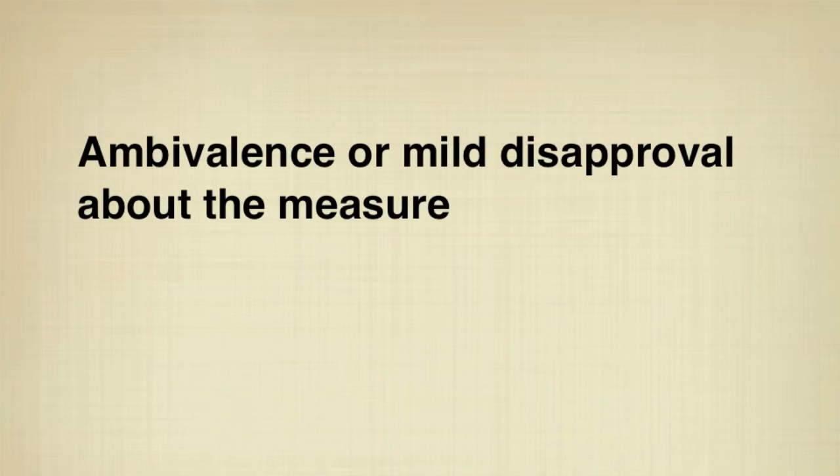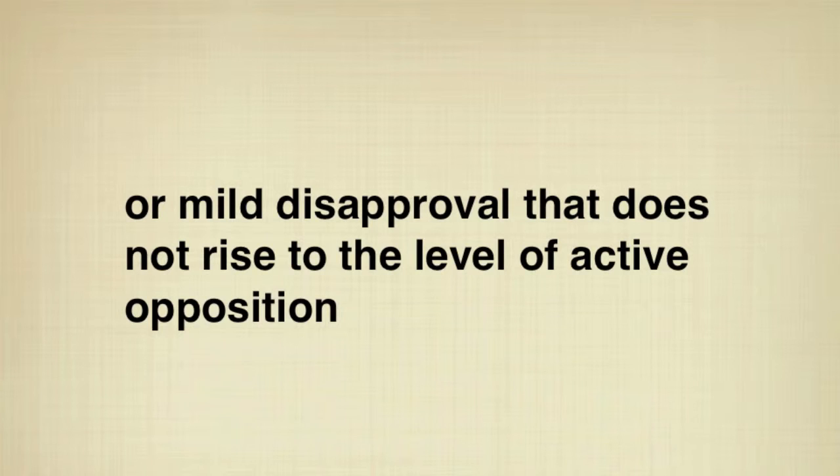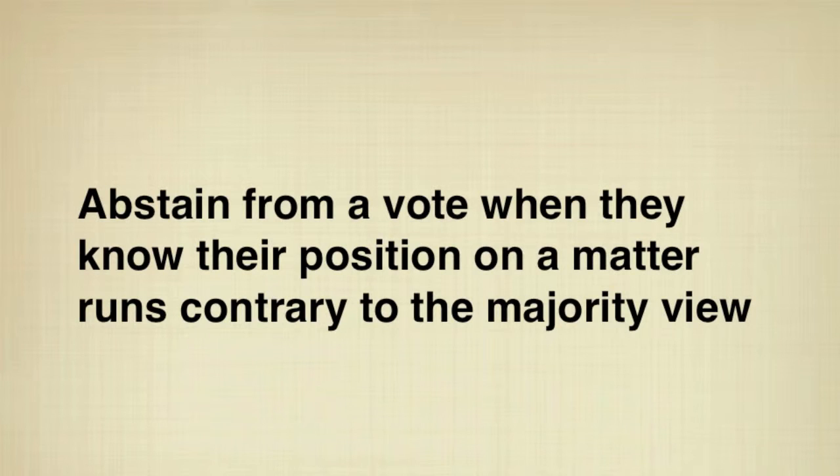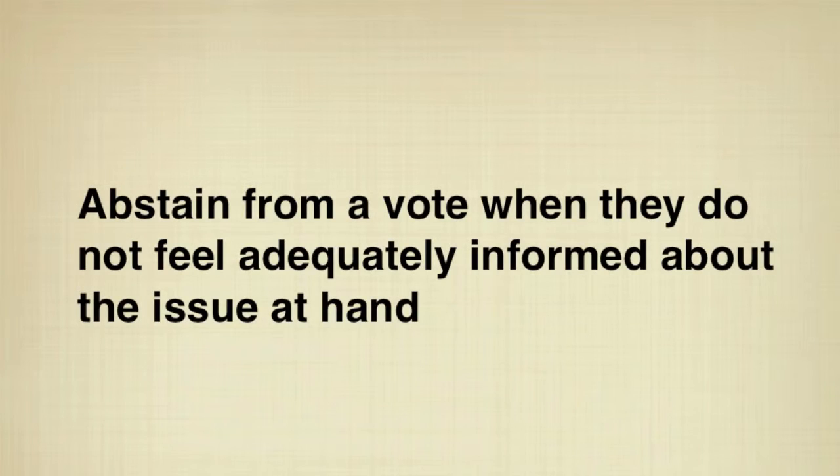An abstention may indicate a trustee's ambivalence about the measure, or even mild disapproval that does not rise to the level of active opposition. A trustee may abstain from a vote when they know their position on a matter runs contrary to the majority view. In that case, they may feel that it's pointless to vote, or perhaps not politically expedient to do so. Finally, a trustee may also abstain when they do not feel adequately informed about the issue at hand, or have not participated in relevant discussions that have already taken place.